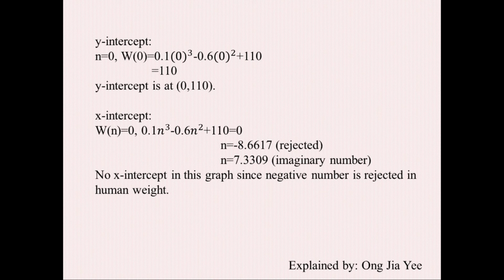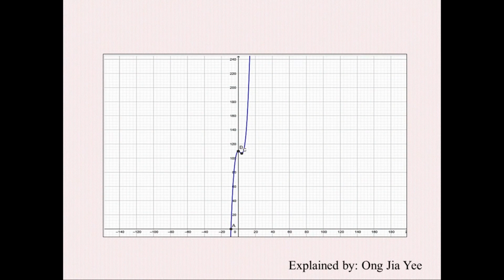After that, let function W equal 0 to find the x-intercept. There is no x-intercept in this graph since a negative number is rejected for human weight. In conclusion, the graph of function W is shown.